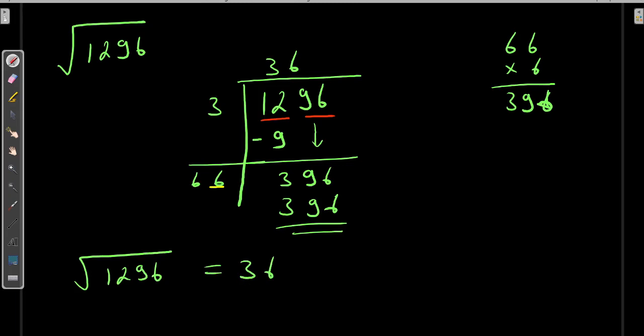So these are the two methods to solve the square root: the prime factorization method which we saw earlier, and the long division method. Hope you understood.